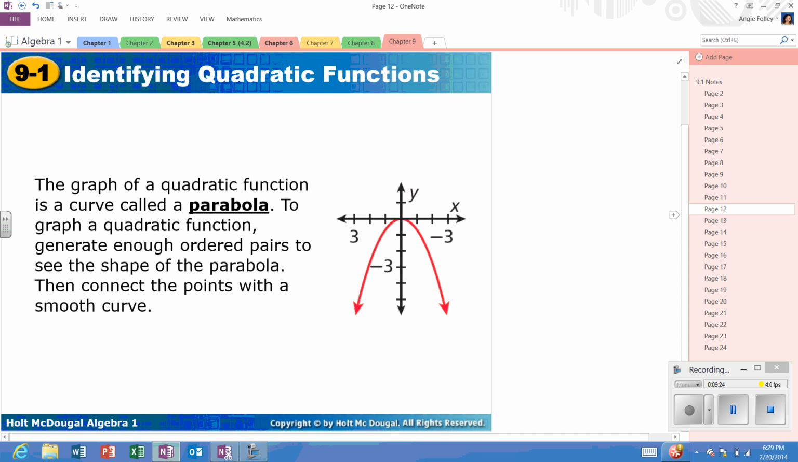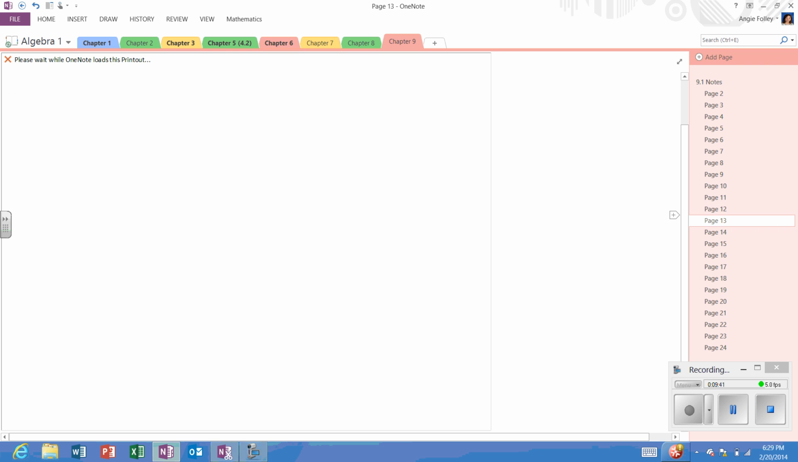Okay, so now we're going to look at a graph of a quadratic function. And this graph is called a parabola. To graph a quadratic function, we need to come up with enough points, or ordered pairs, that's another word for points, to see the shape of the parabola, and then we connect the points with a curve. So we're going to look at that next.